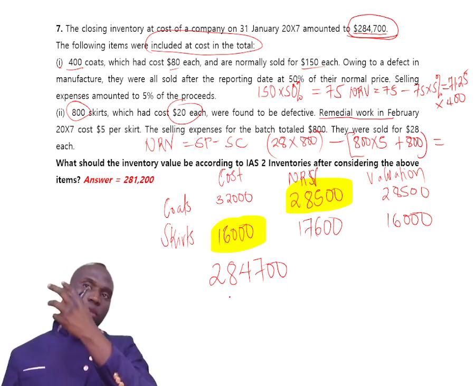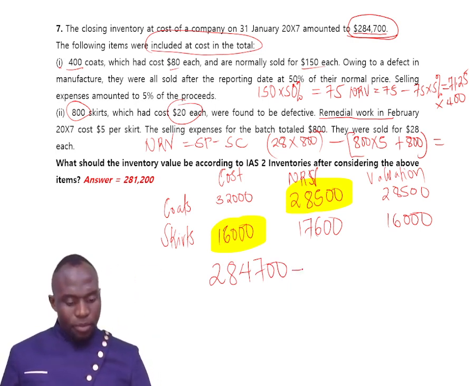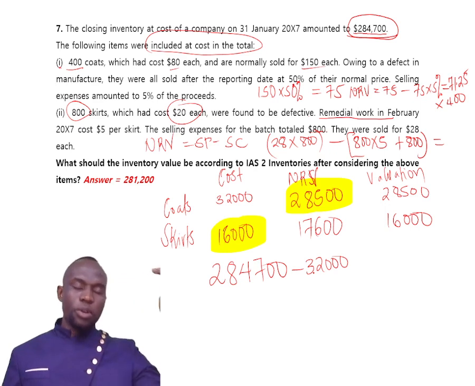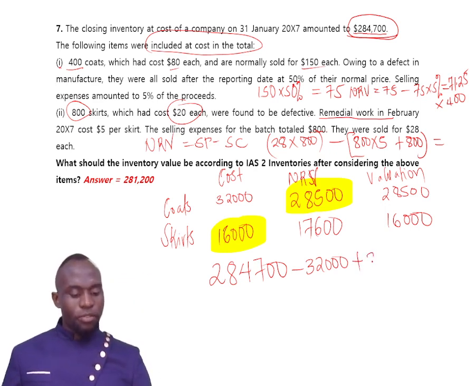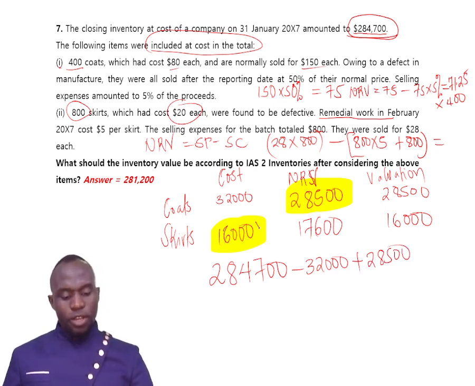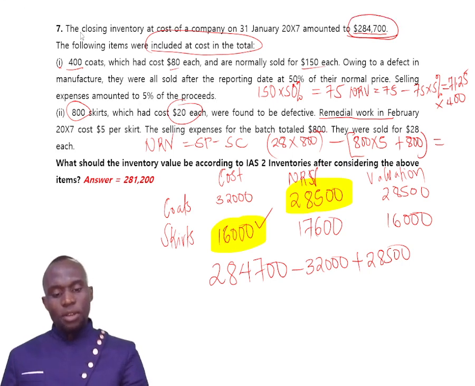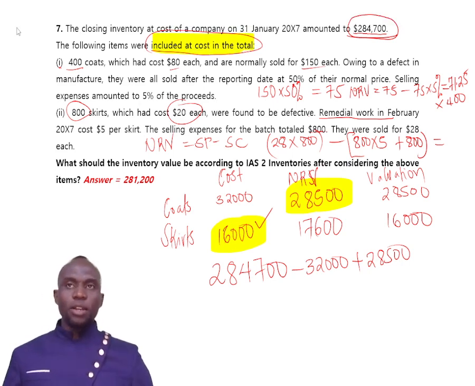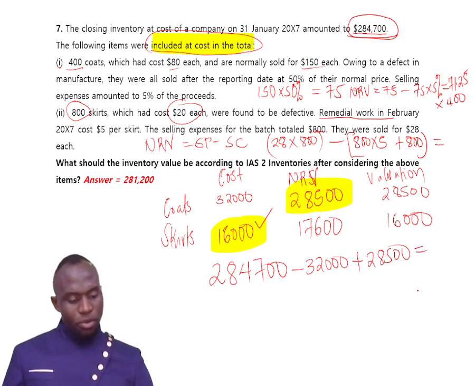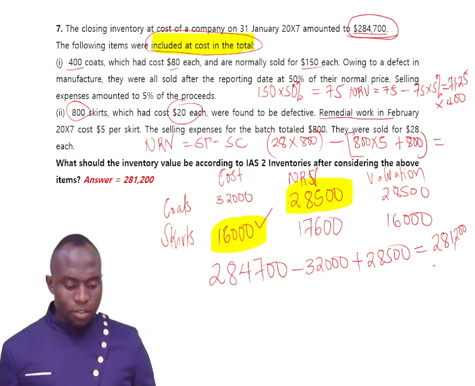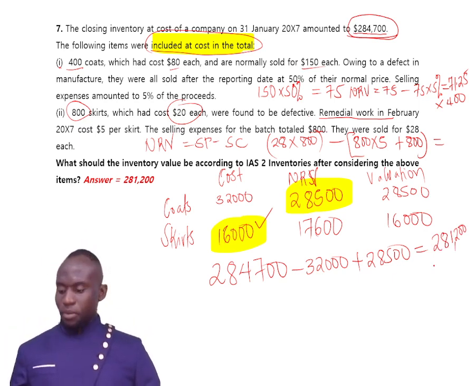So what do you do? You first remove the 32,000, and if you remove the 32,000, you get what was the figure before they included the coats. Then you include the right figure, which is 28,500. Then for the skirts, they already did the right thing because the question says the items were already included at cost. So for the skirts, there is no adjustment. So the total value would be 281,200. So that is the valuation after adjusting for the above two items.